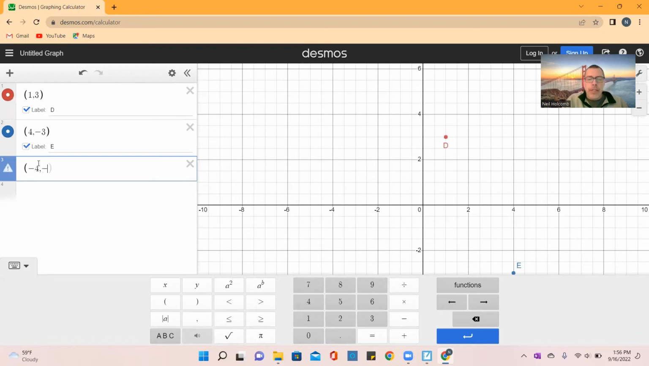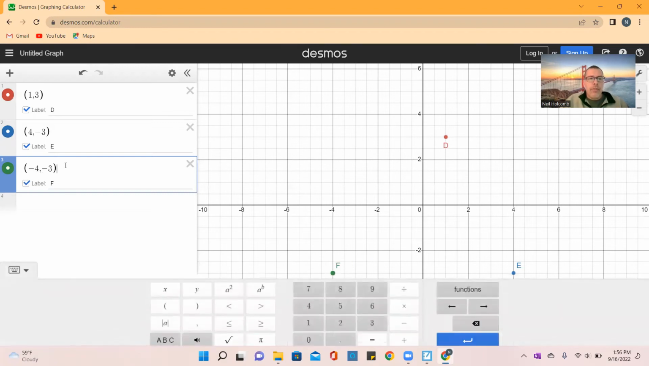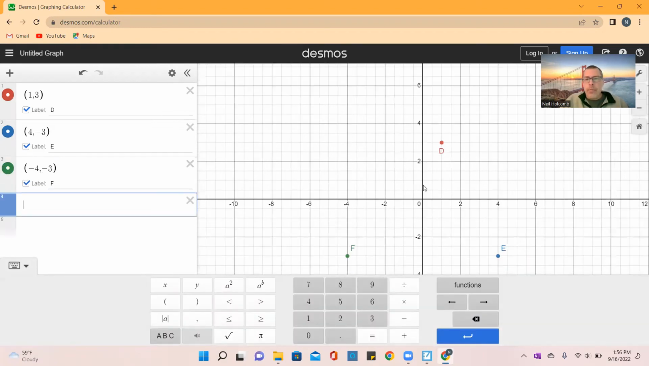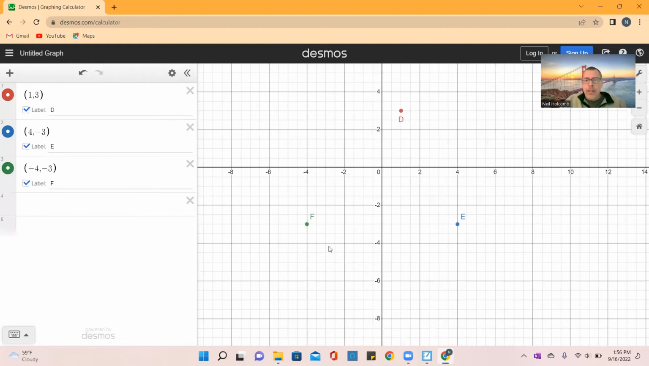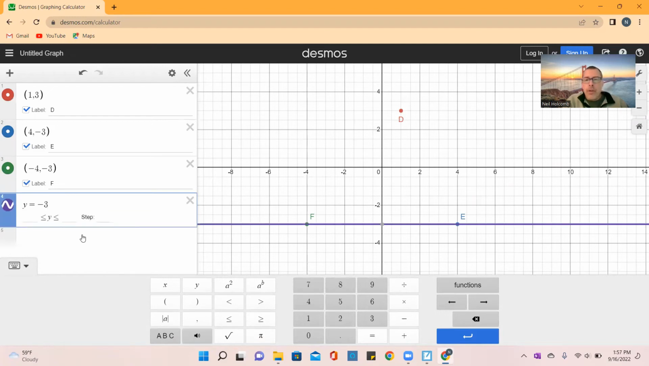-4, comma, -3. Label F. All right, so then when I zoom out so you can see this, there it is, a triangle. So I'm going to show you how to do this now. This is a horizontal line at -3. That is a constant function, y equals -3. Notice how it went all the way across the screen off both ends.